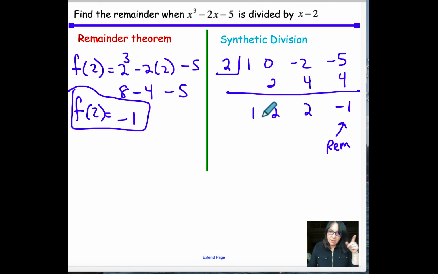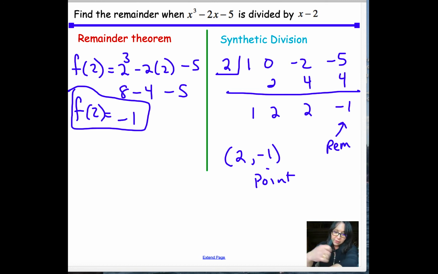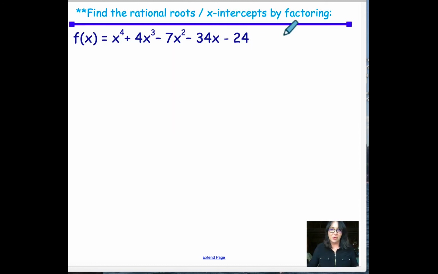But what's nice about this is that, well, this isn't a 0, so we really can't go any further. We just know that (2, negative 1) is a point on our graph. We haven't graphed it, and we don't need to. You can always use your calculator to do that, but you are going to have to do these without a calculator too. So that's why you're doing this now.